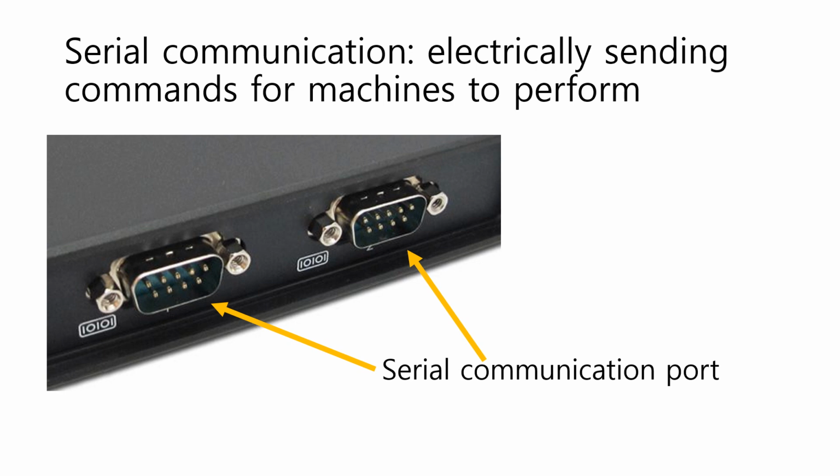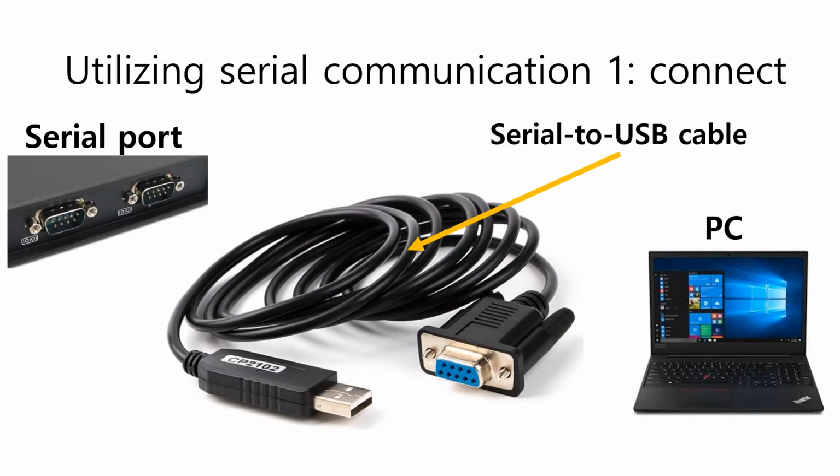The skill is knowing how to use serial communication to control machines. Serial communication is electrically sending commands for machines to perform. The photo shows serial communication port on backsides of devices. Through these ports, the devices electrically receive commands from computers. These ports may look familiar to you, and roughly speaking, you can control any machines that have these ports. Let me show how to use serial communication to control devices.